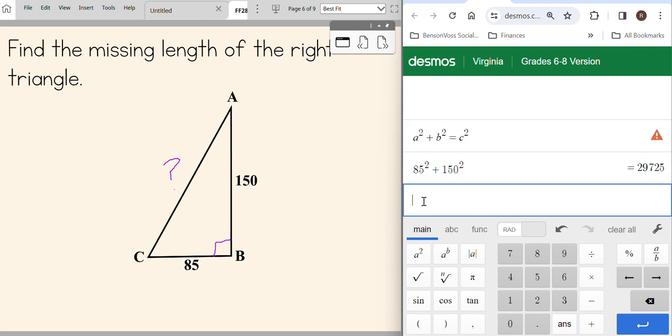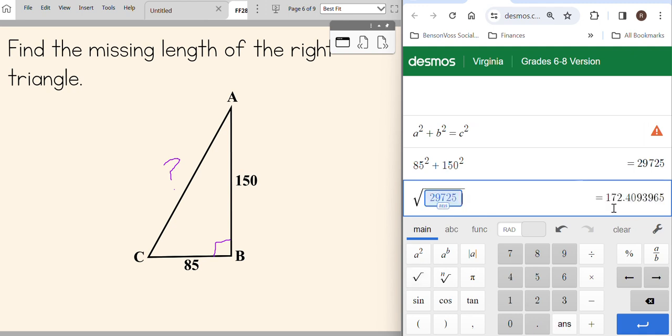So to get the answer, you would take the square root of what you got, which is 172.4, which makes sense because that has to be the longest side. Okay? So that's how you do that.